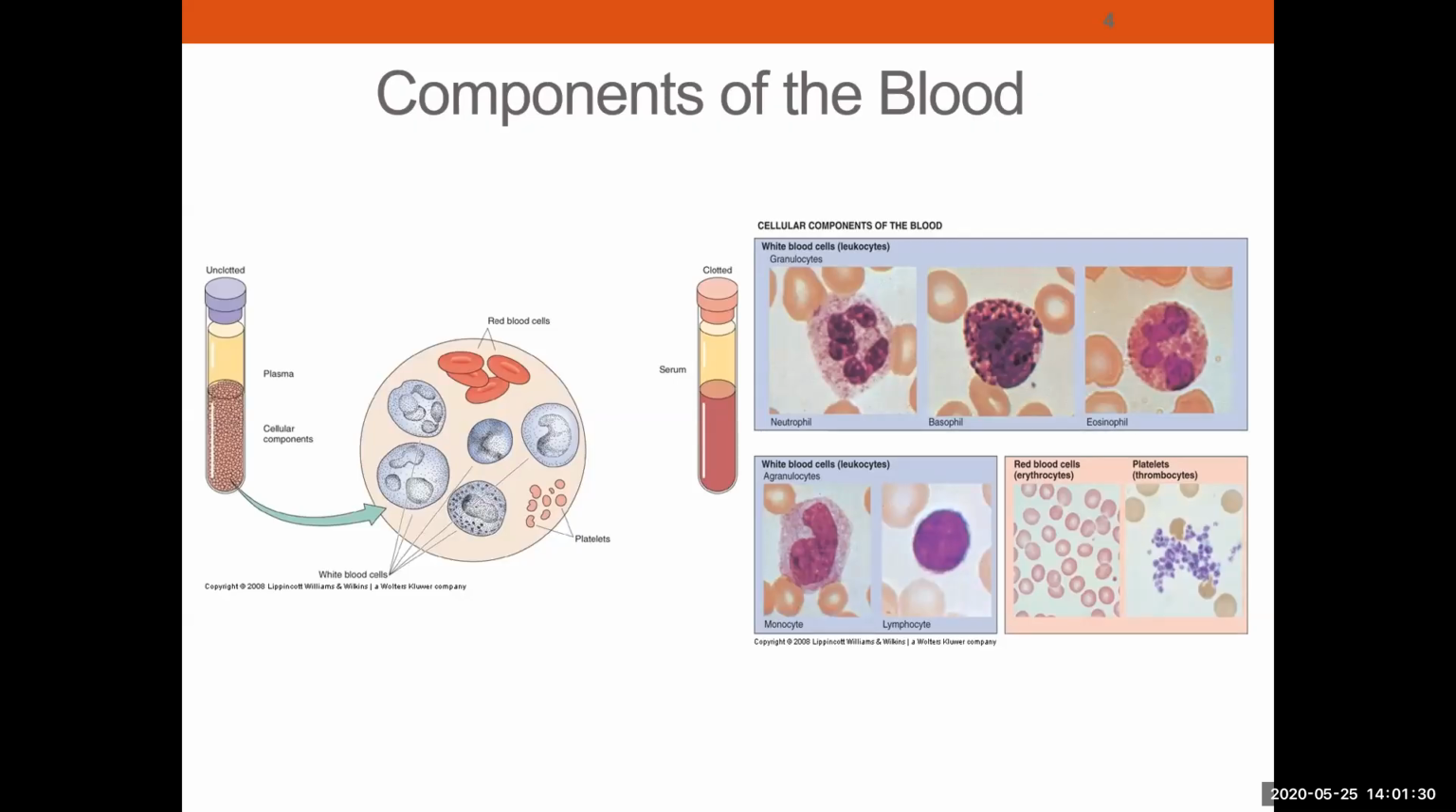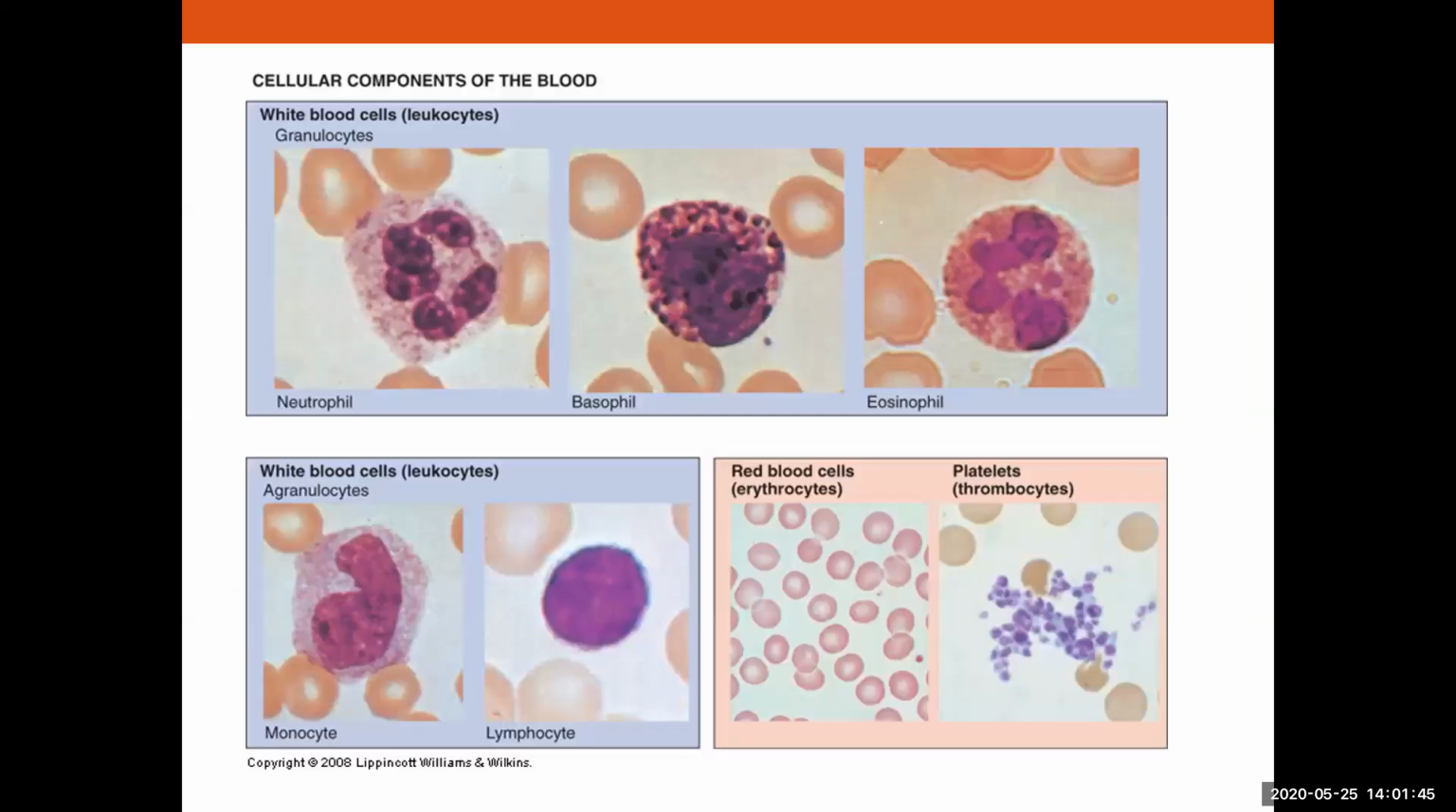Some components of the blood you can see here. If you look at blood in a tube, on the left it's unclotted versus the right is clotted in that tube. And then you'll see the plasma and the serum. So differences there. And then under a microscope, how you might see how they look.